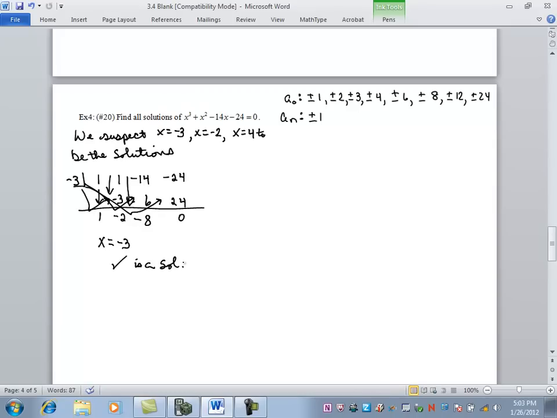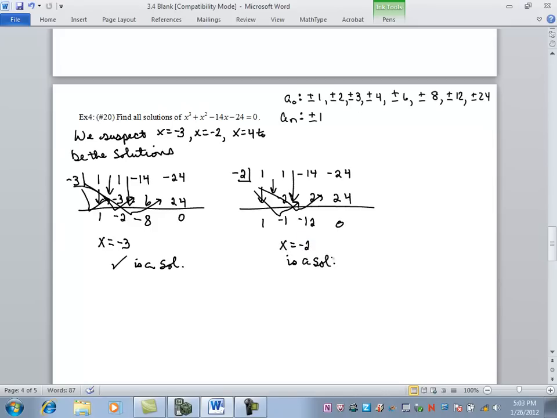Let's check out -2 once again with synthetic division. 1, 1, -14, -24. The 1 comes on down. -2 times 1 is -2. Add down. That's -1. Multiply on the diagonal. There's a 2. Add down. -12. -2 times -12 is +24. Guess what? x equals -2 is a solution.